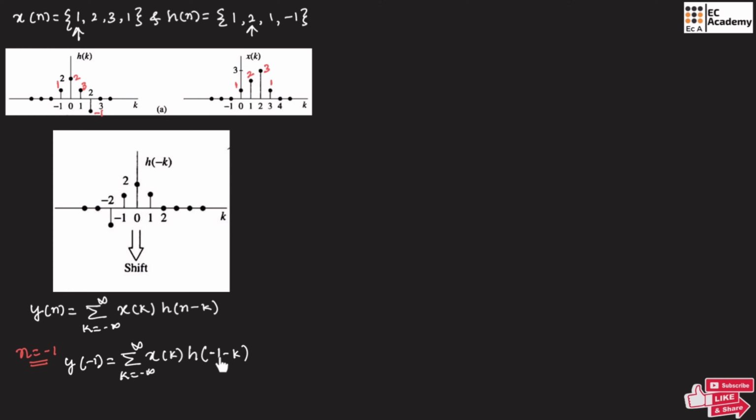For this sequence, we need to shift the waveform towards the left side one position. Here you need to remember, if we are getting negative values for n, we need to shift the waveform one division to the left side. So while performing the operation, you need to shift h of minus k towards the left side one division because we have a negative value. If we get a positive value, we need to shift the waveform towards the right side one division. So this is for the value of n.